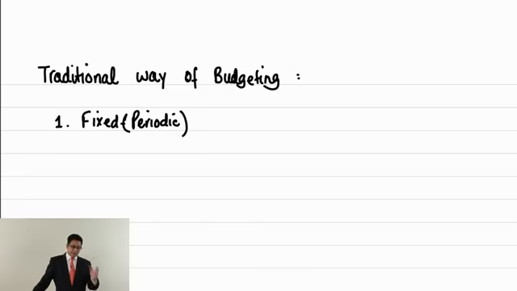So we develop the budget at the beginning of the year, and then for the whole year we keep on trying to achieve the results, and right at the end of the year, budgeted results are compared with the actual results. The difference is called the variance. Okay. Secondly, the traditional way of producing the budget is through incremental budgeting.